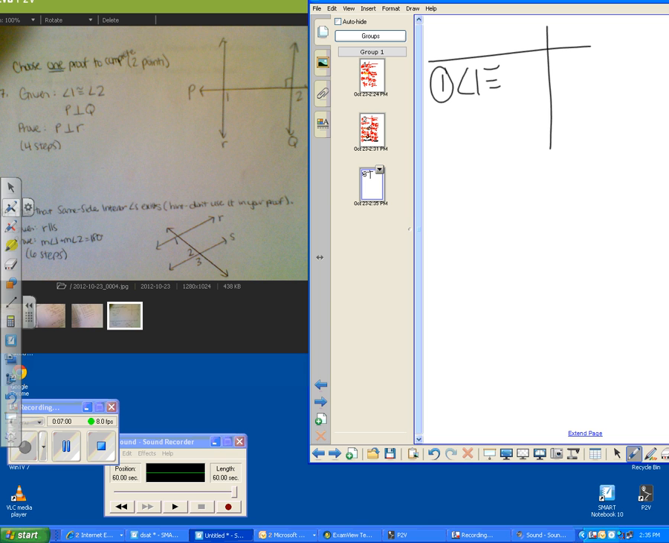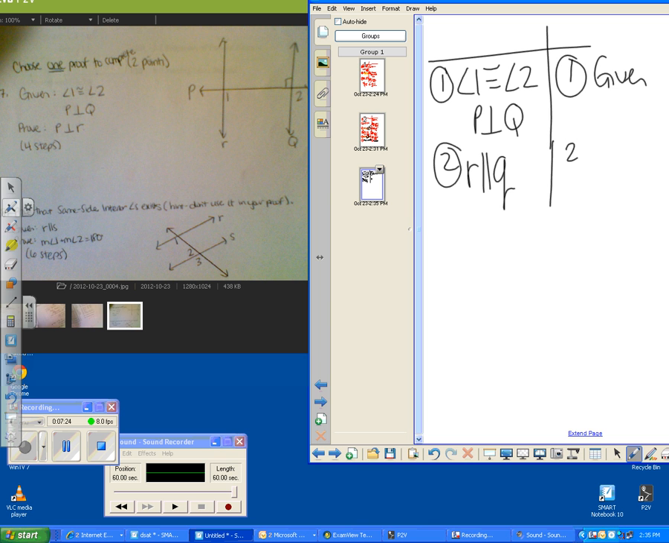Okay, so we have angle 1 is congruent to angle 2, and we have P is perpendicular to line Q. And these ones should have been lowercase, my bad. This is line P and line Q, it's given. Okay. Well, if we know angle 1 and angle 2 are congruent to each other, they're corresponding angles. Since they're congruent to each other, that means that the lines R and Q have to be parallel to each other. And that's going to be converse of corresponding angles. So again, we're using converse to prove lines are parallel. So now we have parallel lines.